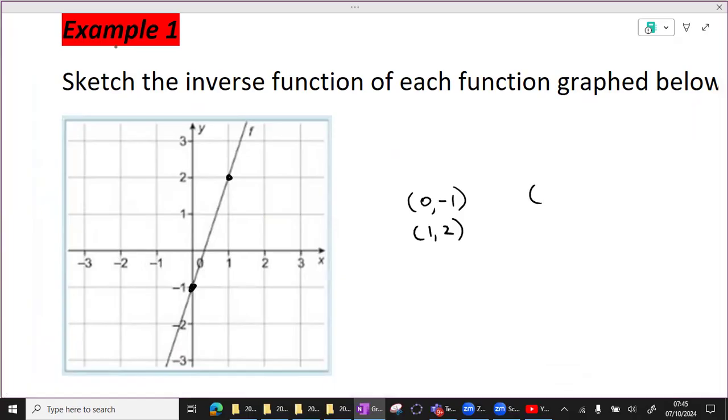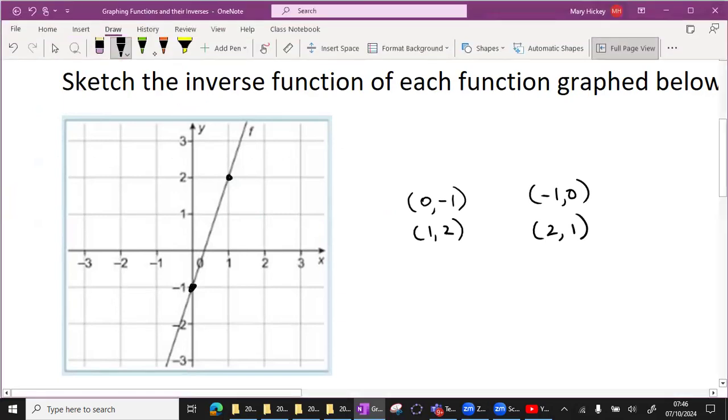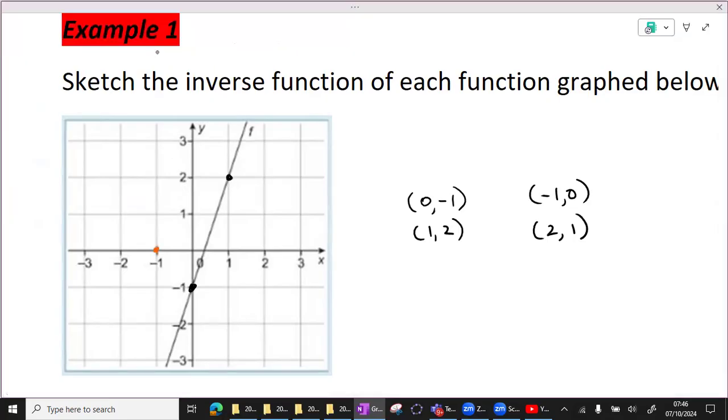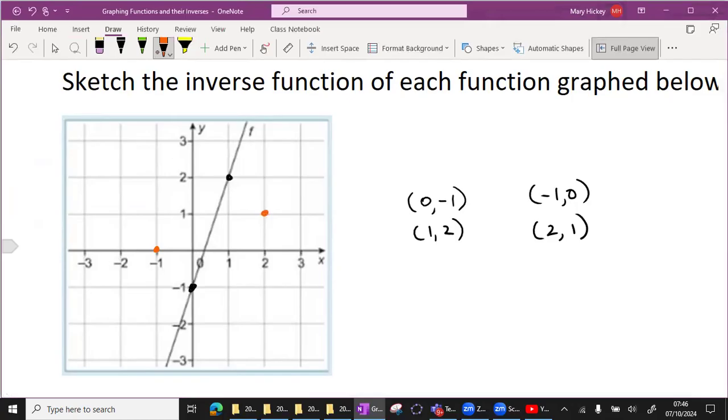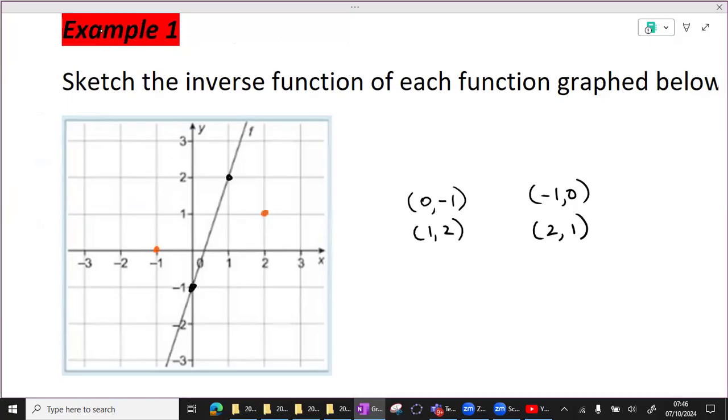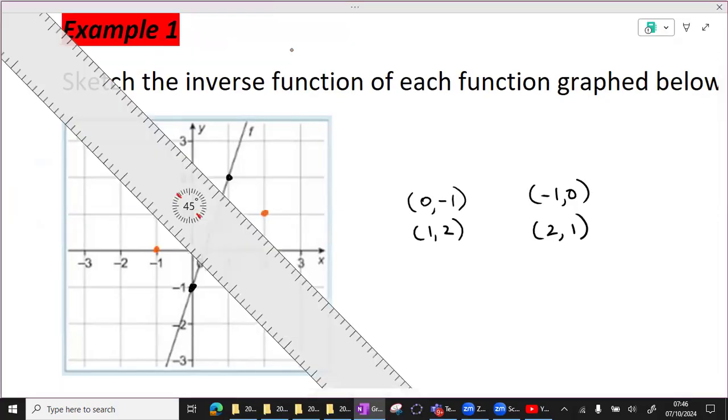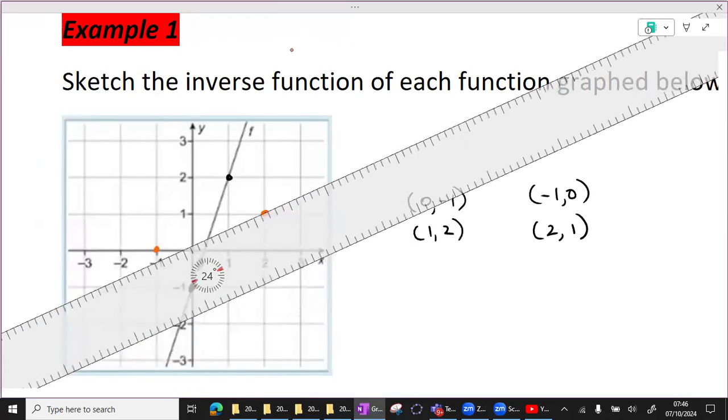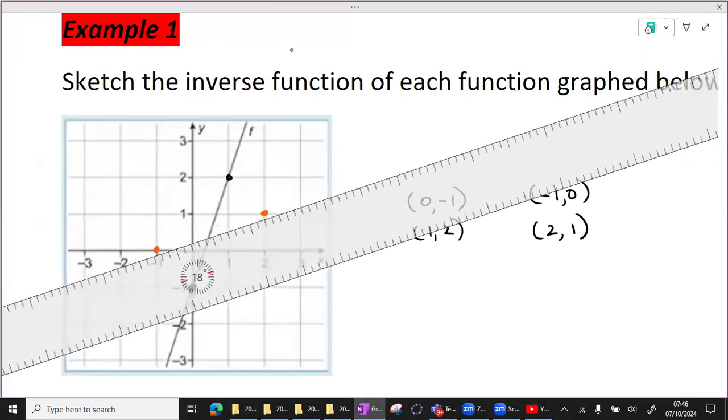So the inverse would be the other way around. And that's all, literally the other way around. So let's plot the new points, -1, 0, and 2, 1. Now, if I join those up, so if I join these together, sorry, I'm just trying to get my ruler here so it's a bit neater. There we go. So if I join these together, that should be my inverse graph.